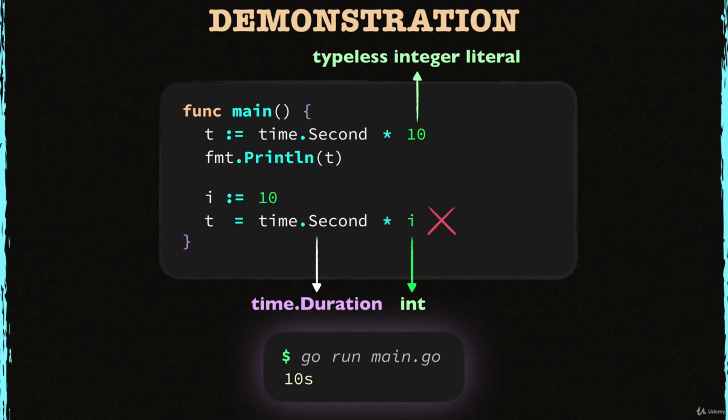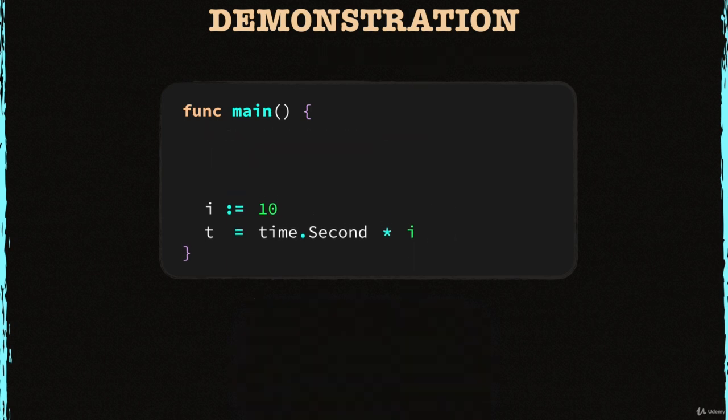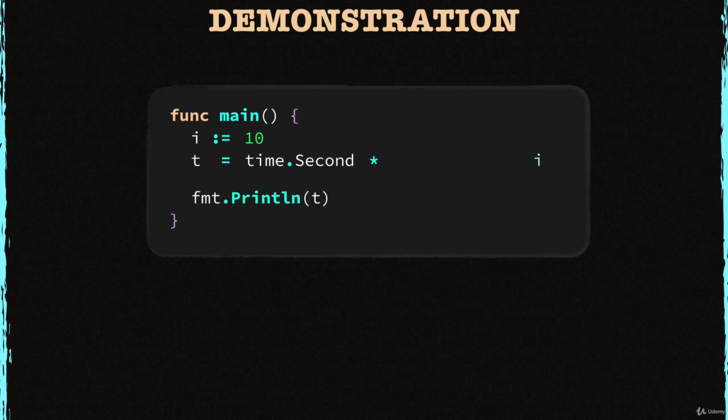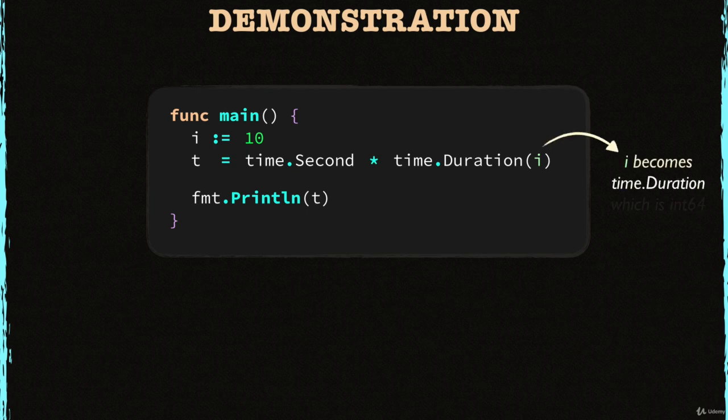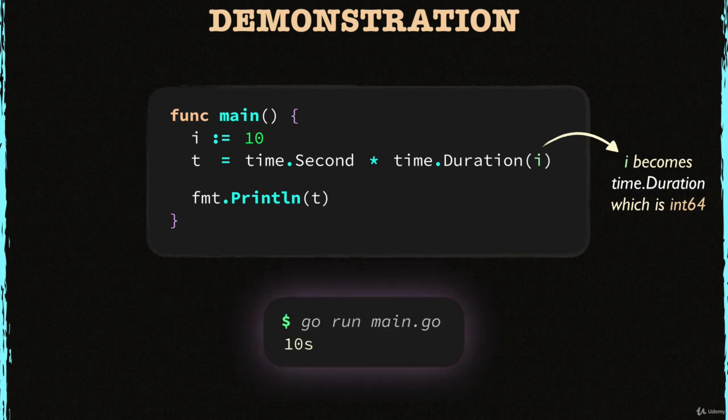Let's take a look at the first solution. Okay, now let's convert the i variable to a time duration type like this. Now both the time.Second and the i variable's type is time.Duration. Now let's run it. It works as expected. I hope you understand what just happened here. Previously, I could multiply time.Second with another numeric constant without a conversion. But with a typed value like a variable, I needed to convert it first.